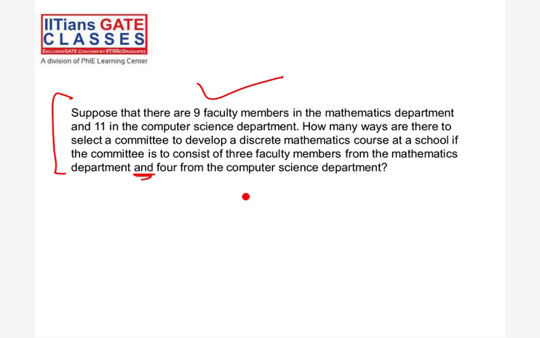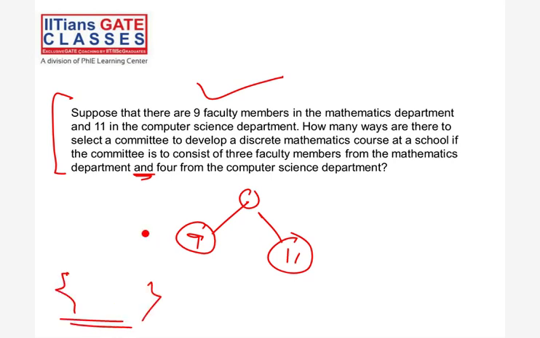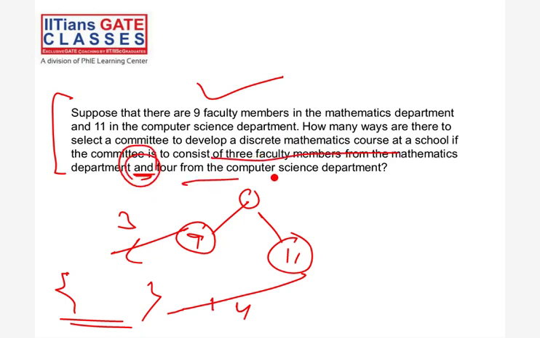So what he's saying is, there are 2 departments, here there are 9 faculty, here there are 11 faculty. Now he's saying how many ways are there to form a committee. In that committee, 3 faculty members must come from here, and 4 faculty members must come from here. So 3 faculty members come from the mathematics department and 4 faculty members come from the computer science department. So how many ways can you form the committee?